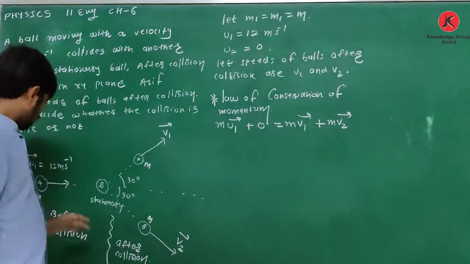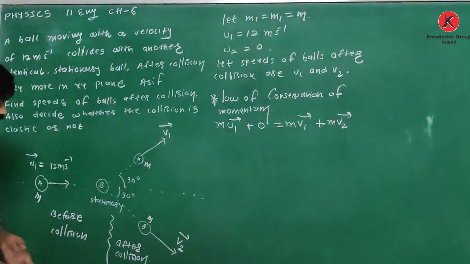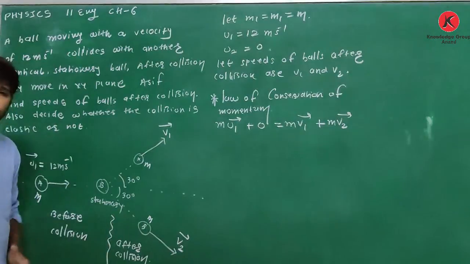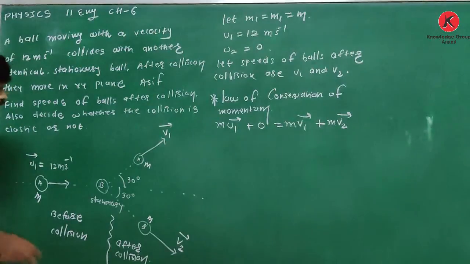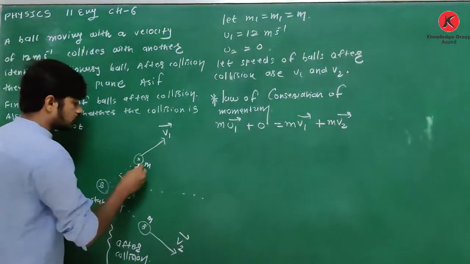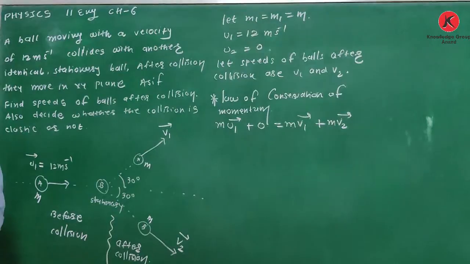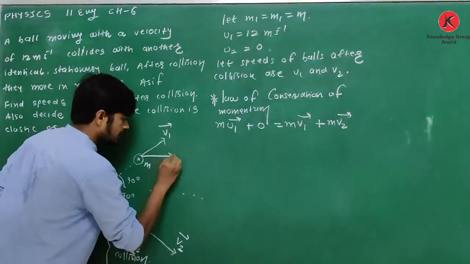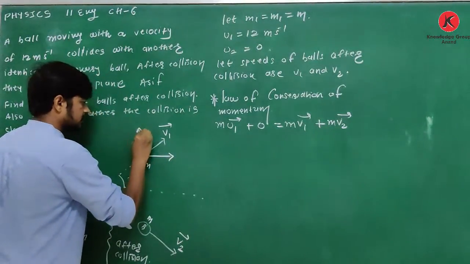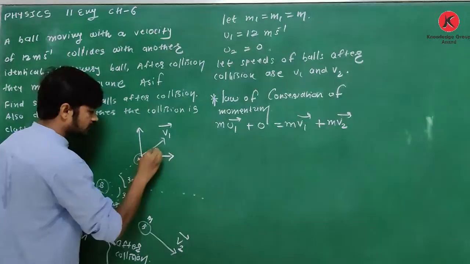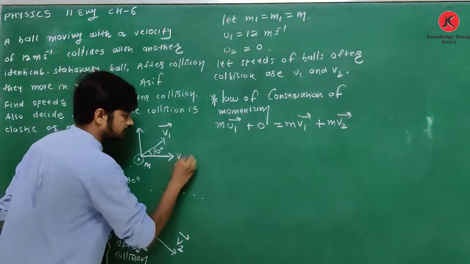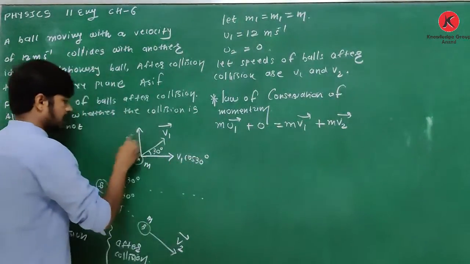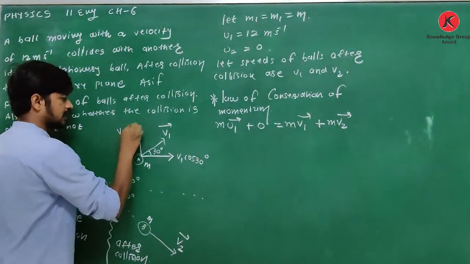This u1 is in the x direction only. You have to resolve v1 and v2 into components like we did in the last question. First, resolve v1 into components. As this angle is 30, this angle will also become 30. So v1 is making an angle of 30 with this component, so the components are v1 cos 30 and v1 sin 30.